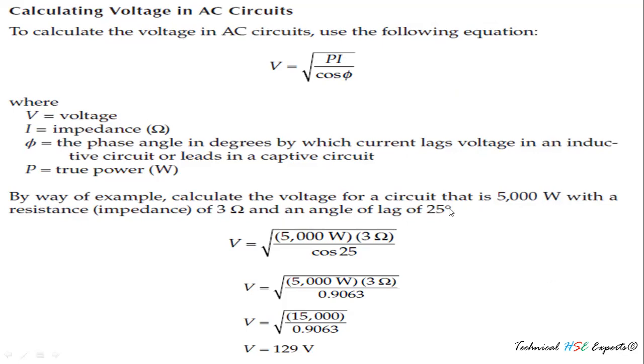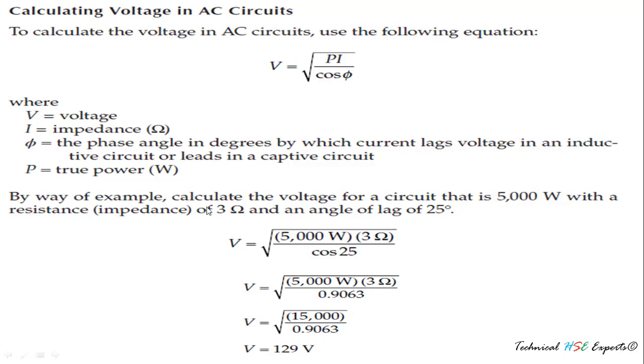Calculate the voltage for a circuit that is 5000 watts with the resistance. Here again I am noting a condition for an AC circuit: resistance is considered to be impedance.